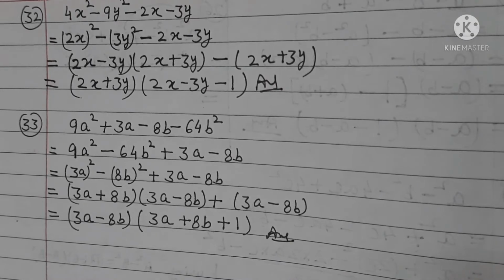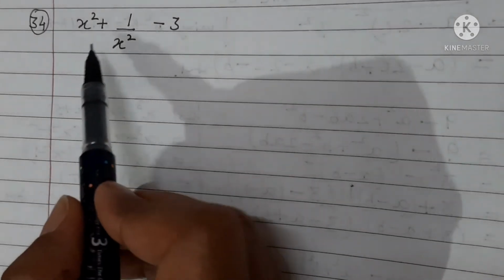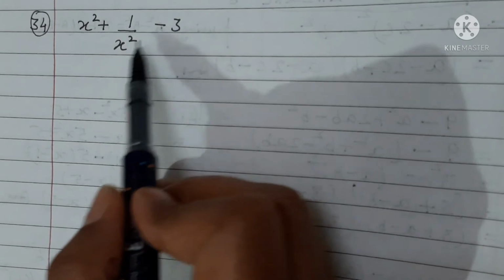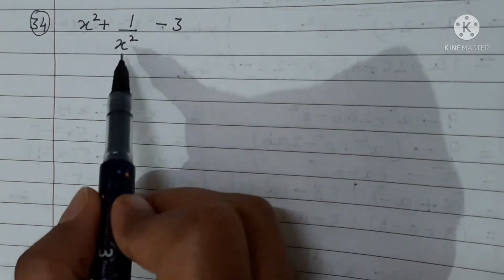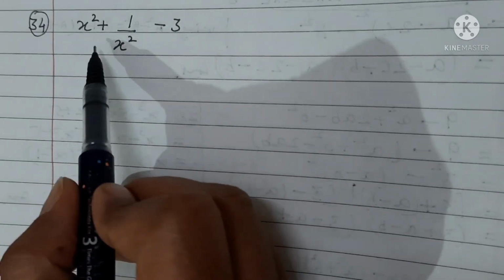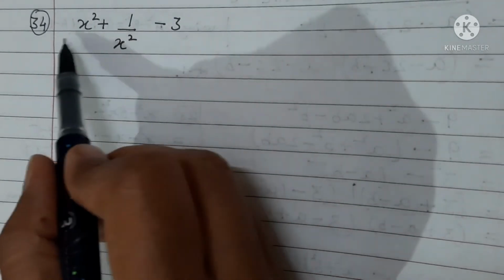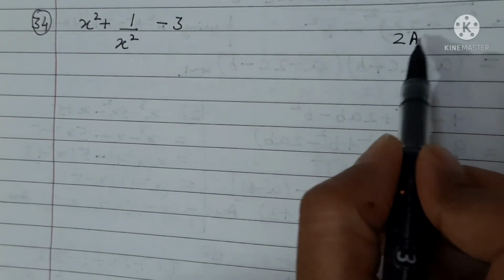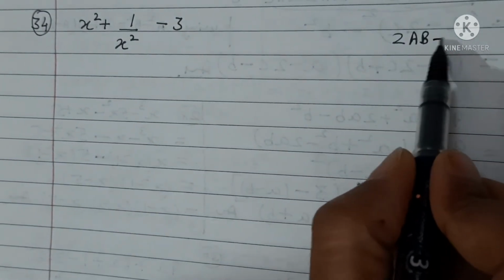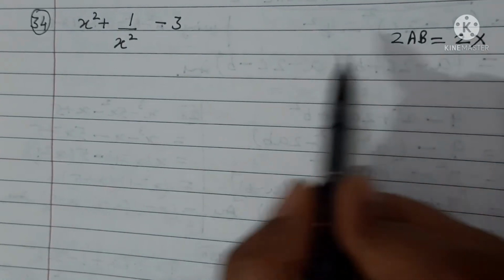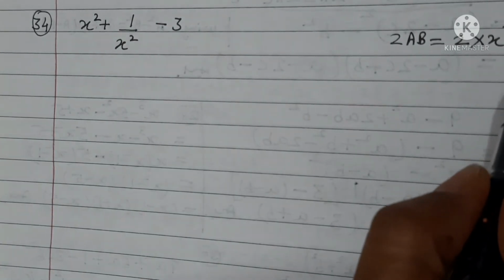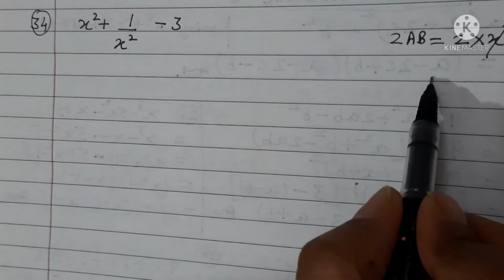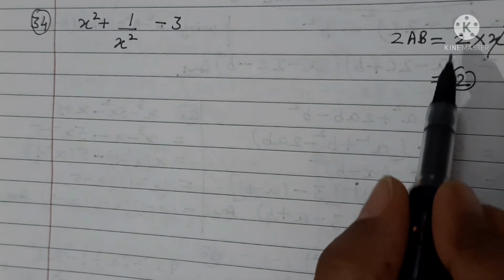Next question 34. x square plus 1 upon x square minus 3. Here these two terms form a square plus b square, and 2ab is missing. So think what is the 2ab? 2ab is equal to 2. Here a means x square and b means 1 upon x square, and 2ab means you need 2.